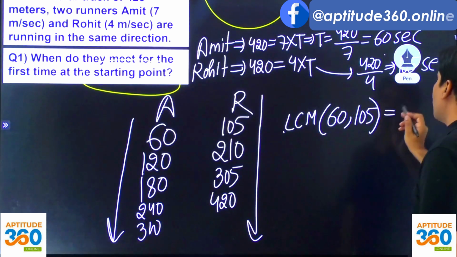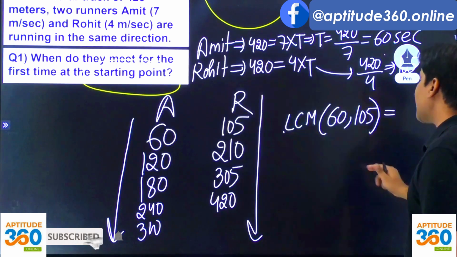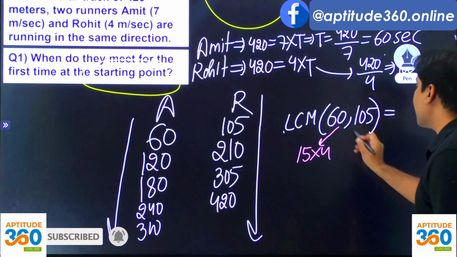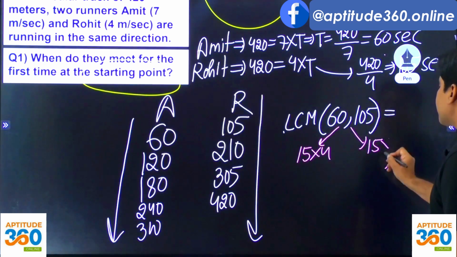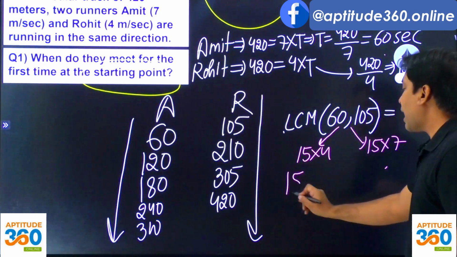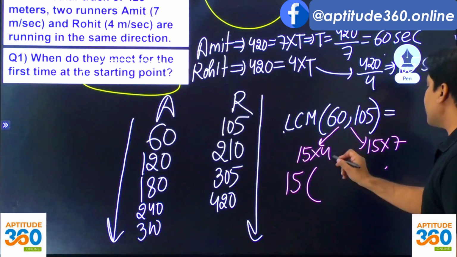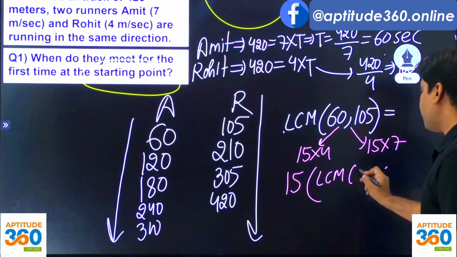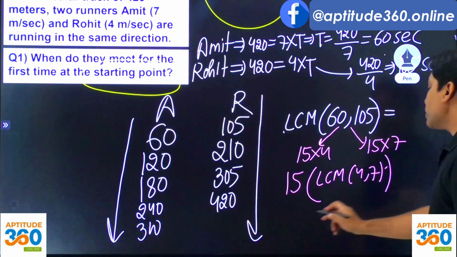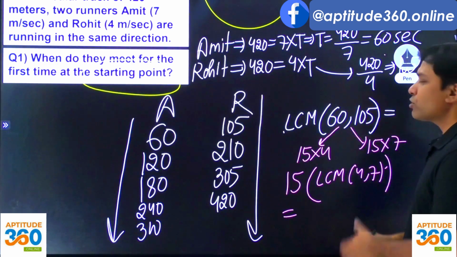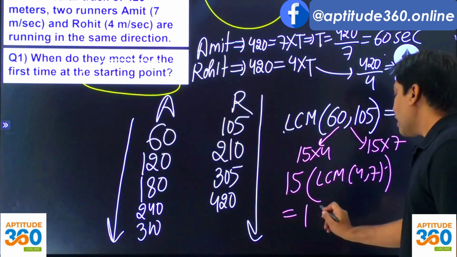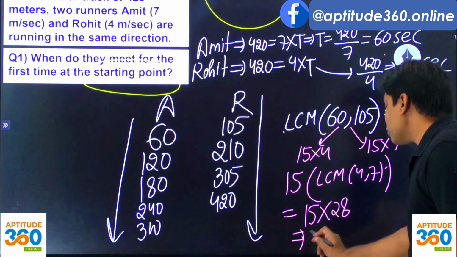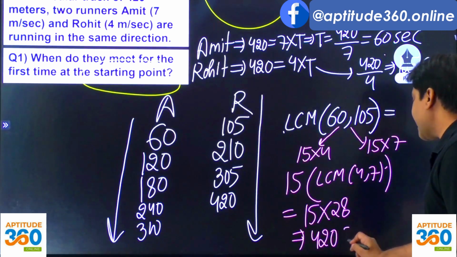And if you do so, and I'm assuming that you have seen my 7 videos on LCM and HCF and you know how to find it out, so 15 will be out, and then you have got 4 and 7 and 4 and 7. So you will have to find out the LCM of 4 and 7, which is nothing but 28, because both of these two are co-prime to each other. So this is 28 and this one comes out as 420 seconds.